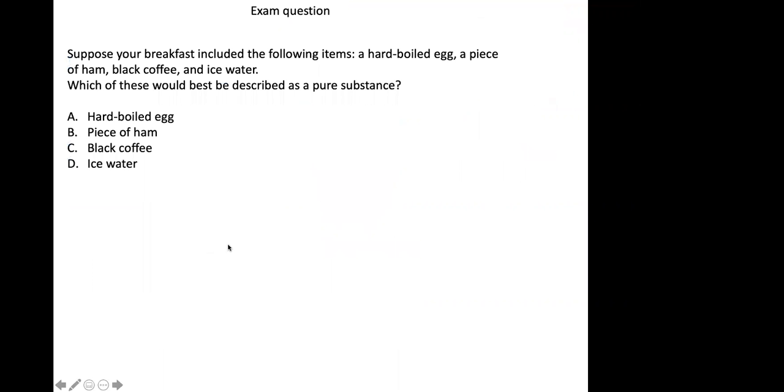Now, I say we have to look at that carefully. I looked back, and this was an exam question that we used before. It says, suppose your breakfast included the following items: hard-boiled egg, piece of ham, black coffee, and ice water. Which of these would best be described as a pure substance? This was another way that I've seen this topic addressed on an exam. One was, here's a particle level picture, see which one's appropriate. This is taking a scenario and asking you to analyze it.